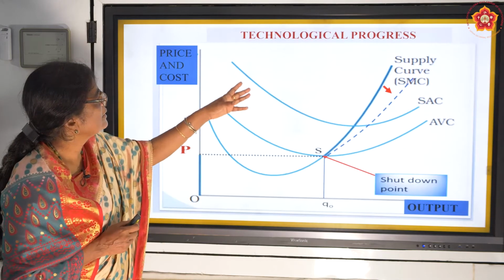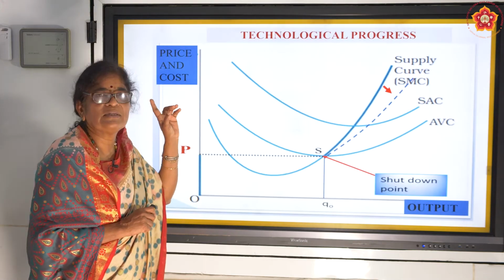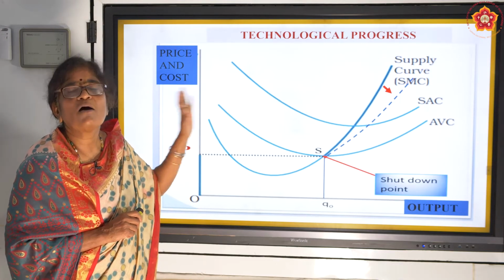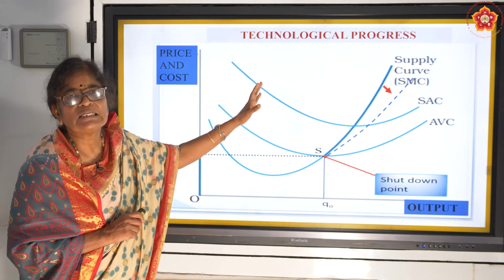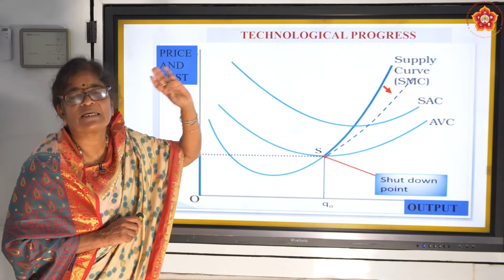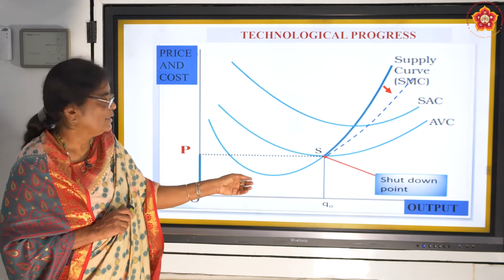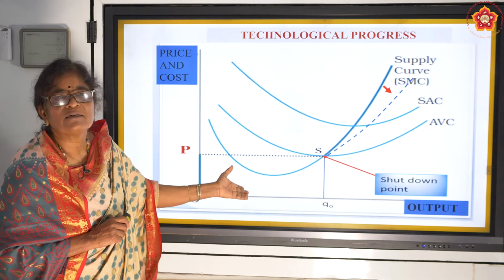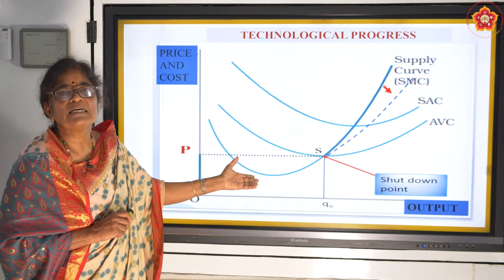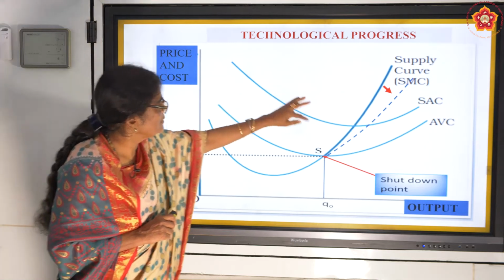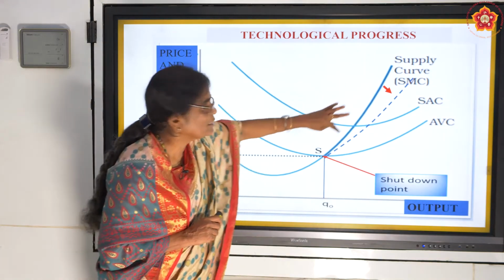And the next one, technological progress. Now we are going to explain diagrammatically how technological progress has an impact on the supply curve. You know the supply curve, what is this curve? I hope you remember. This is nothing but the short-run supply curve of a firm under perfect market competition. This is our supply curve, which is a part of the marginal cost curve.